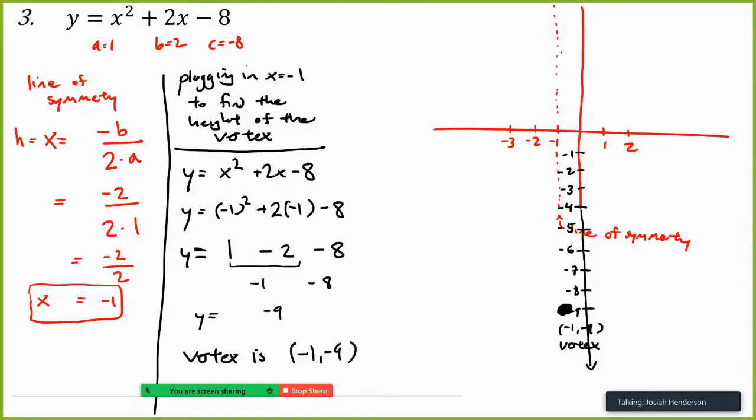It doesn't really matter. I'm going to go with the positives, okay? I'm going to plug in x is 0 and x is 1. Those are the next two numbers closest to our line of symmetry. And I like positives whenever I can get them. So I'm going to do x is 0.